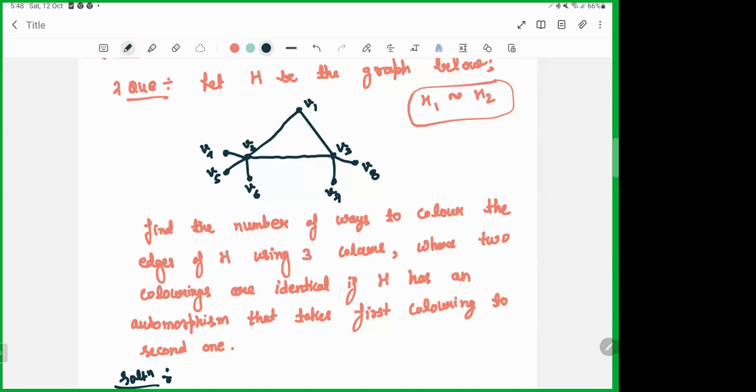What are the degrees of the vertices in this graph? This vertex has degree 2, and this vertex has degree 5, this is the only place for it, I suppose. Then this has degree 4, and the remaining ones have degree 1. So what are the possible automorphisms? Now you can think about it.